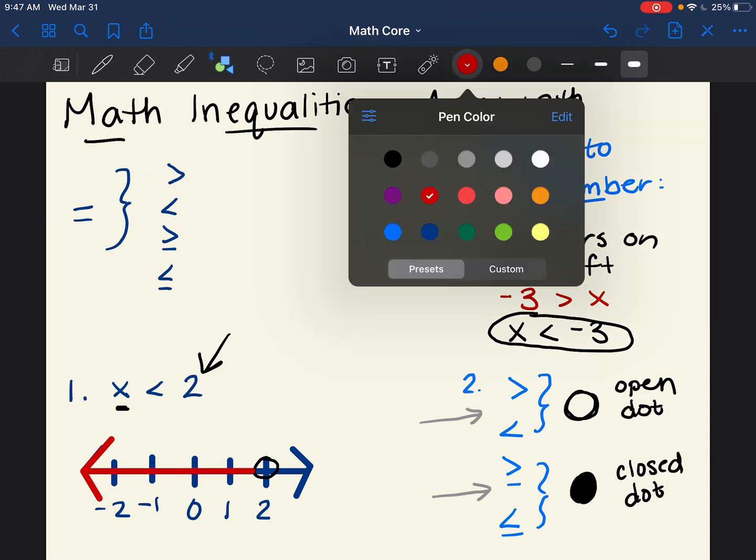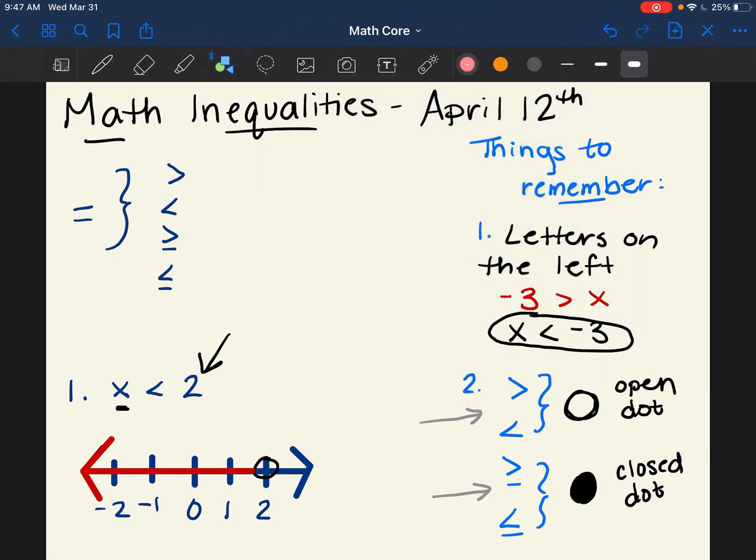A nice little trick if you are someone who struggles with not being totally sure which way your arrow goes. See this inequality sign right here? If you were to look at this like it was an arrow, which way is this pointing? Right? This is pointing to the left. The direction that it's going is to the left, just like I drew that arrow on it underneath it. So your arrow down here at the bottom needs to go to the left, right? So there's your first example.